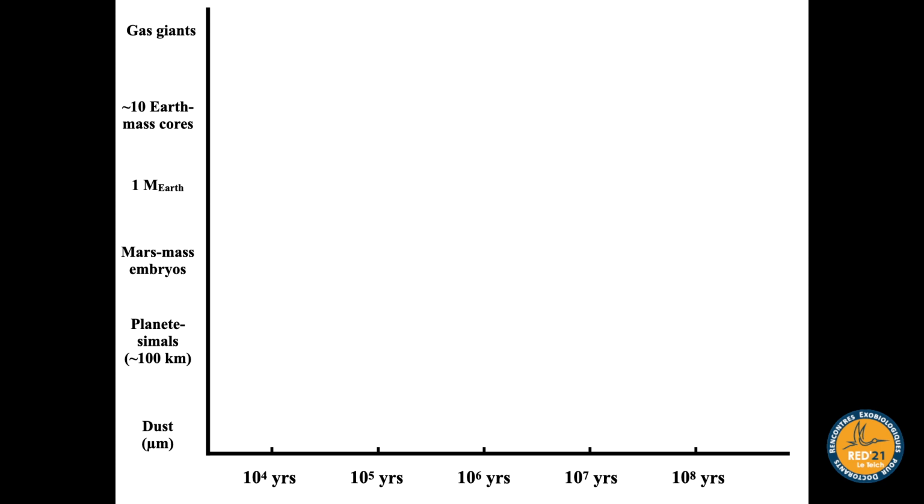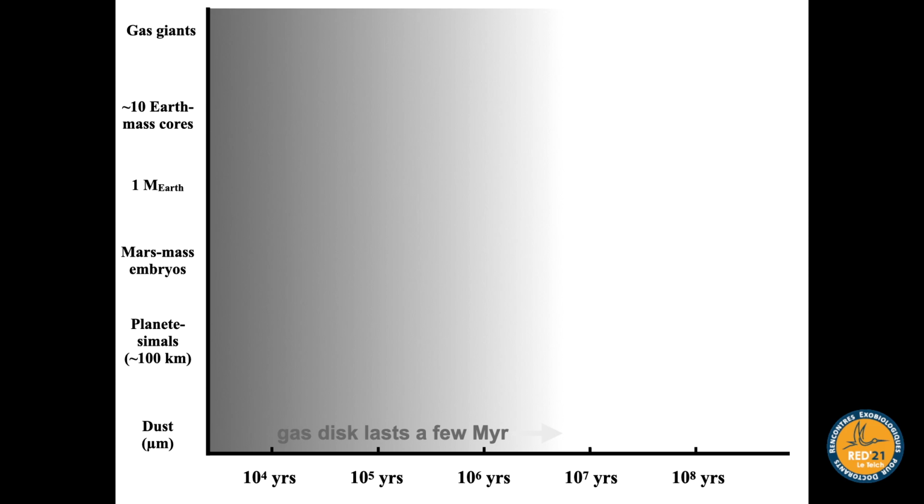And we're just going to put the key phases of growth on here to see what they look like. First of all, it's important to take into account that the gas disk only lasts for a few million years. Okay, so it doesn't keep going forever. Maybe 3, maybe 5 million years, something like that.